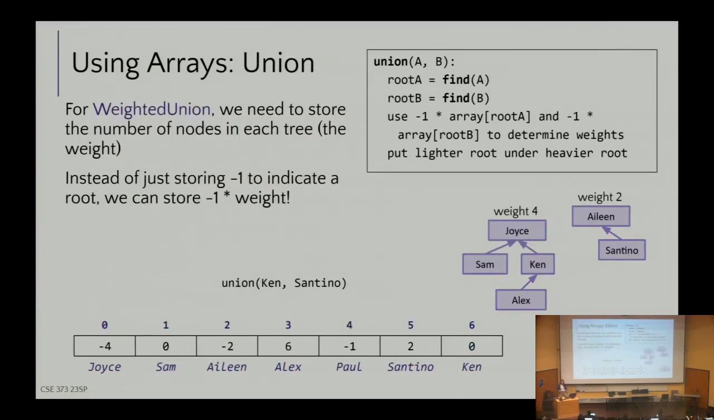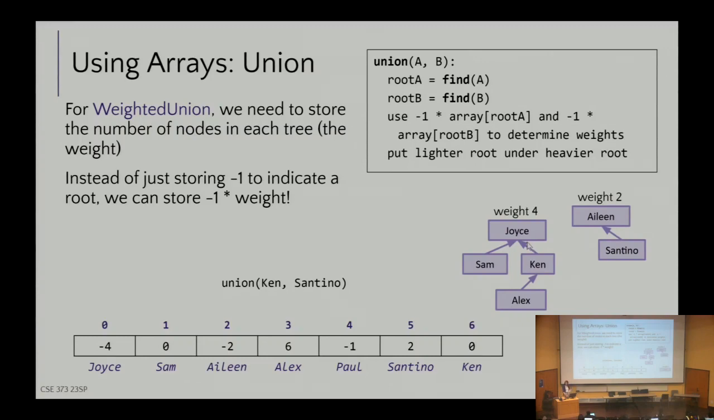Okay. So when I then apply union, the thing that I was showing you before is a great way to figure out find. But remember at the very beginning of lecture, I said let's make the overall root store the weight so that we can compare the two weights to know which one's the bigger tree to consume the smaller tree. Well, what if instead of just storing -1 to indicate that this is an overall root, we actually stored -1 times the weight of that tree that parent was representing.